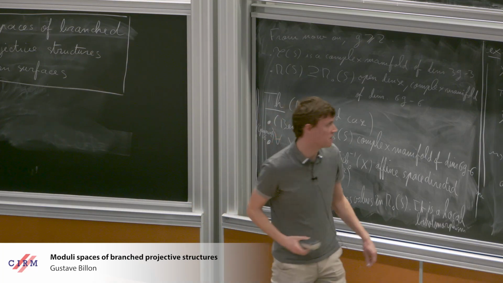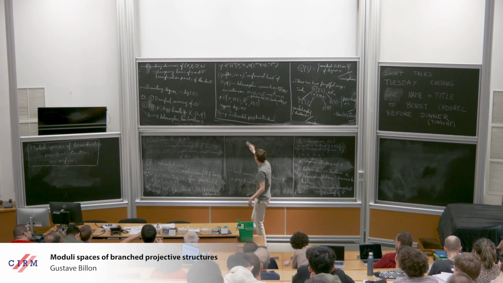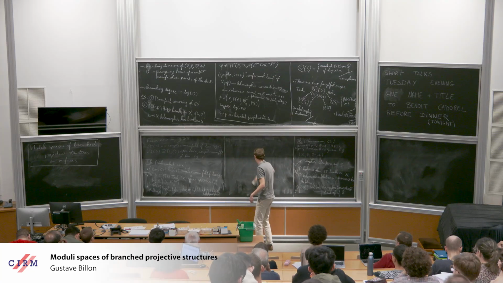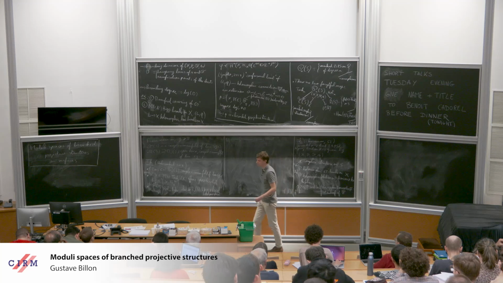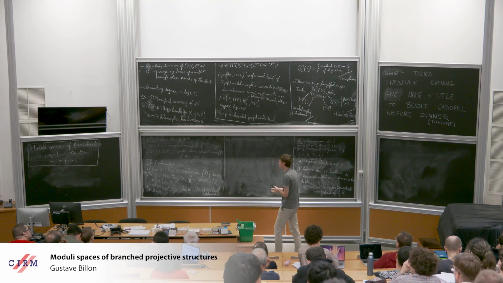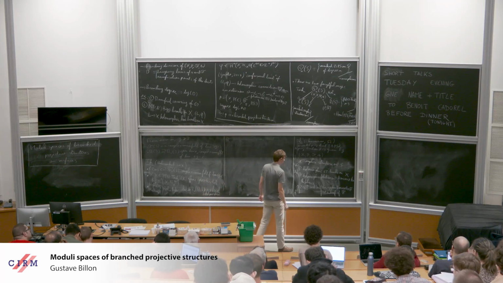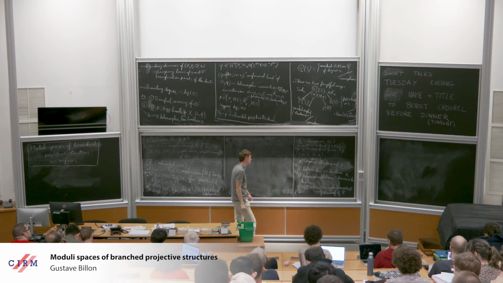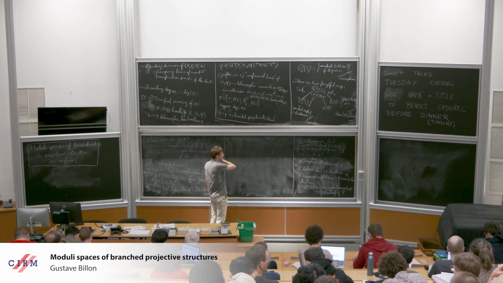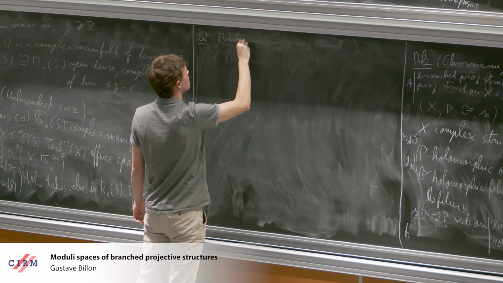So the very nice behavior of the Teichmuller map and the holonomy map is an important reason why people are interested in projective structures. And so the question is what happens when we remove this restrictive condition on the structures, and we look at branched projective structures. So the question is the branched case.